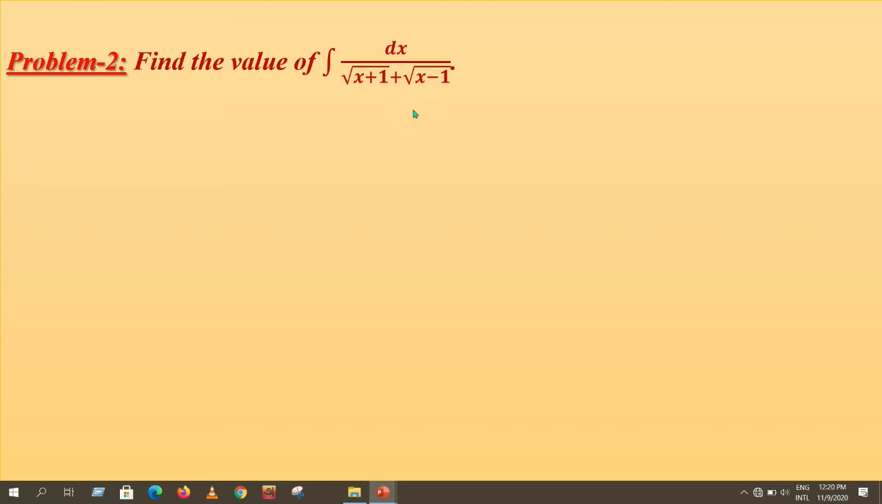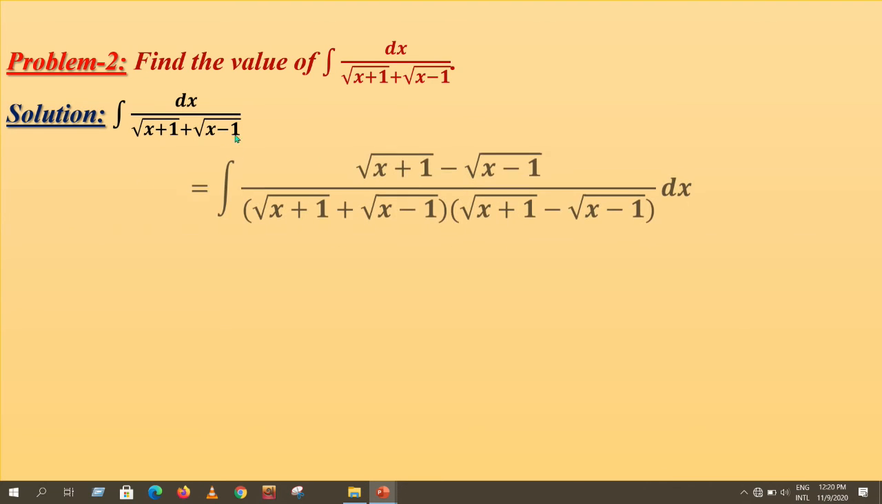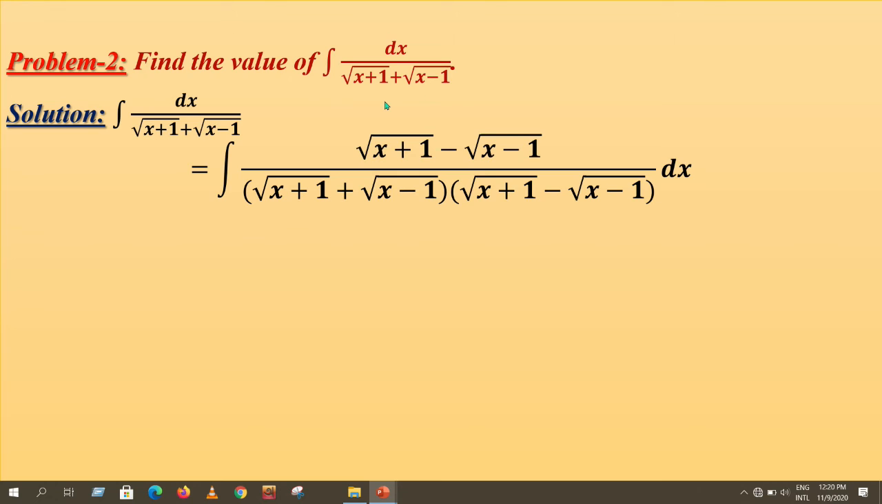Problem: find the value of the integral dx divided by square root of (x plus 1) plus square root of (x minus 1). This is the given condition. For this type of math, we have to make a formula. As here it is given as a plus b, we have to multiply both numerator and denominator by the form a minus b.